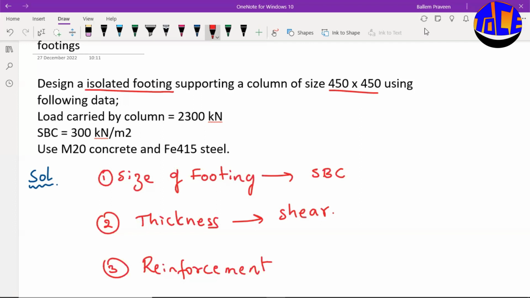Or else, in another way, you can find the thickness using the moment. You can find the moment, and using the moment you can find the thickness or the effective depth d required, or provide d, and this d you have to check with the shear.